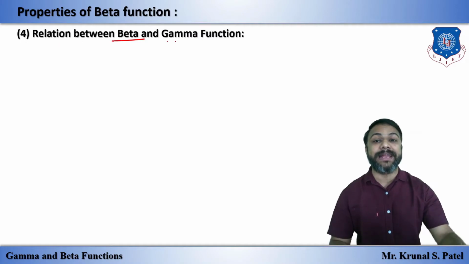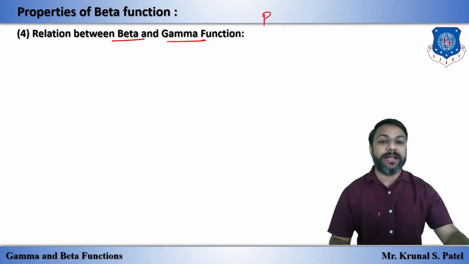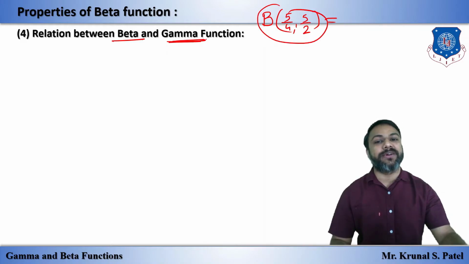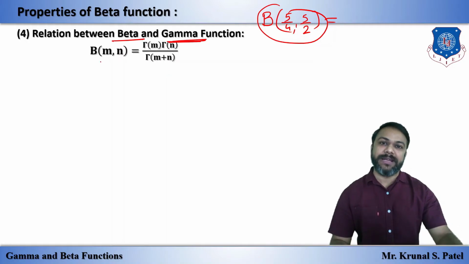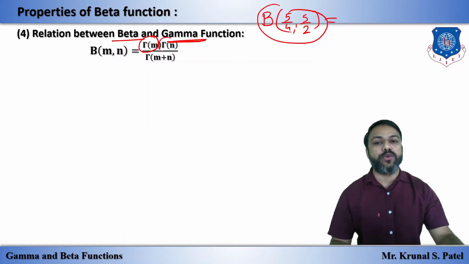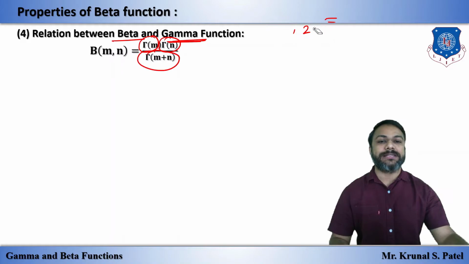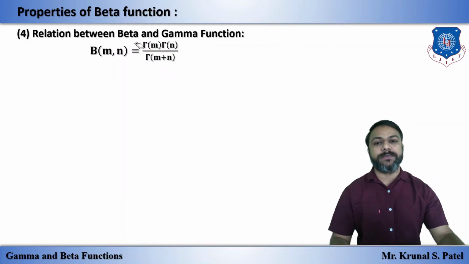Relation between beta and gamma. Whenever you get beta of something, as we have seen with 5 by 4 and 5 by 2, how can we solve this beta? By using the gamma function. So the relation between beta and gamma is beta(m,n) is equal to gamma m into gamma n upon gamma m plus n. Okay, so let's prove this one.